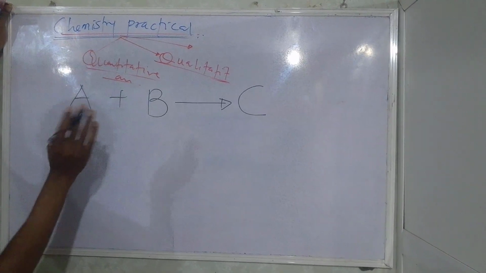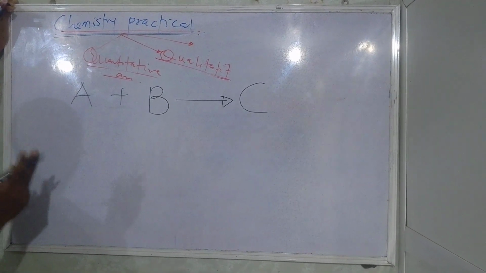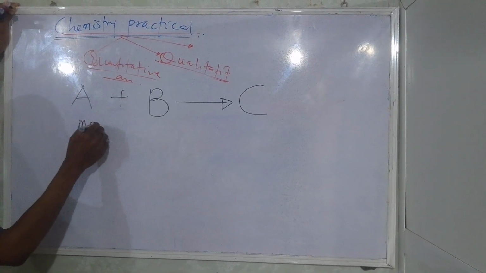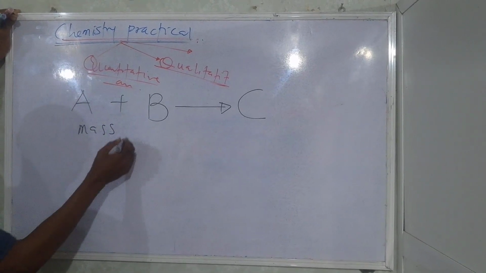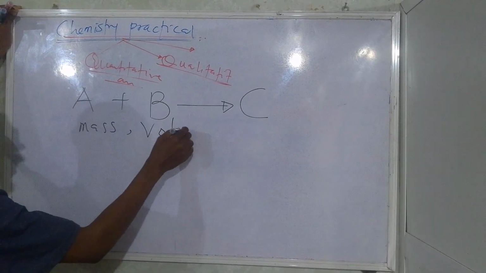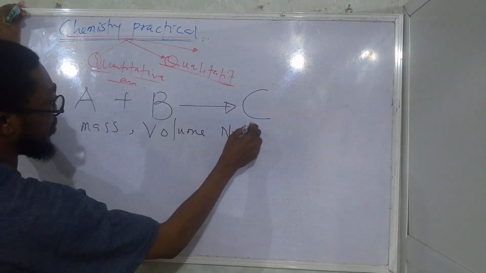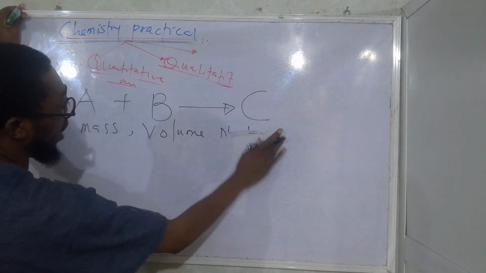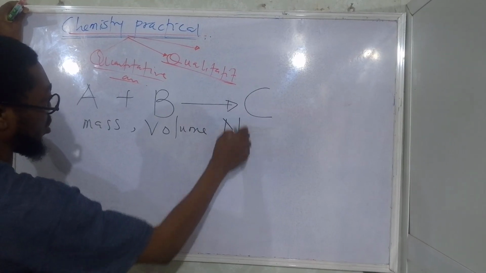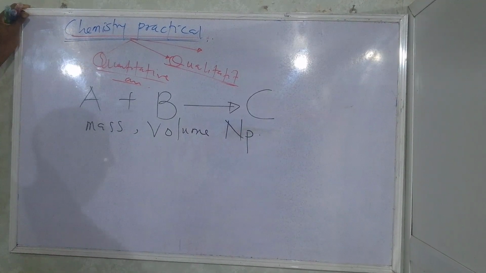So when you look at the amount, there are about three ways we can see amount. Number one, we can look at amount in terms of mass. We can look at amount in terms of volume, and we can also look at amount in terms of something we call number of particles. So I'm going to be using just this to denote the number of particles, the NP.